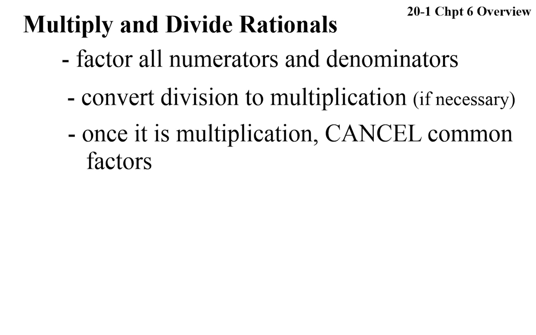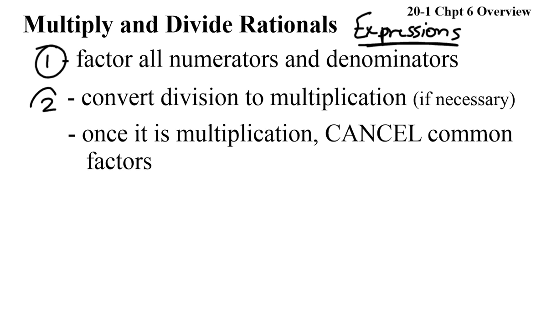The next thing we did was we multiplied and divided rationals. Now these next two processes are expressions because we don't have an equal sign. So we want to multiply and divide two things. First thing, factor numerators and denominators. Second thing, before any canceling gets done, if necessary, convert your division to multiplication or keep the multiplication.